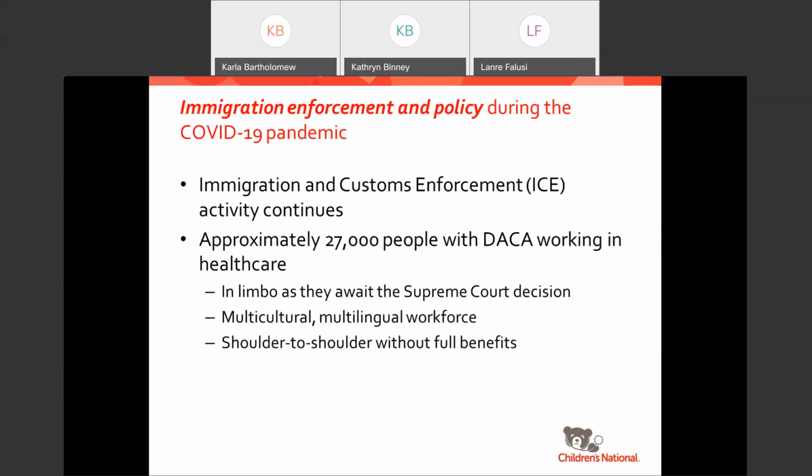So we also have 27,000 people with deferred action for childhood arrivals working in healthcare in the United States. So DACA, you're probably all familiar with, but very briefly, these are individuals who came to the United States as children with their parents, came without authorization, and now are adults. And you have to be working or in school and have a basically perfectly clean criminal record to obtain DACA. So we have 27,000 people who are sitting in limbo, actually, as there's a Supreme Court decision supposed to be coming this year about whether or not this program will continue, as the administration has tried in a few different ways to dismantle the program.